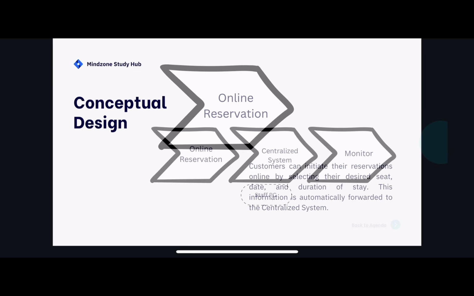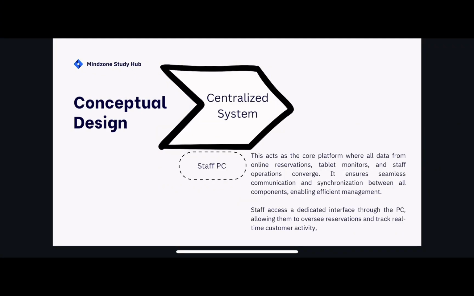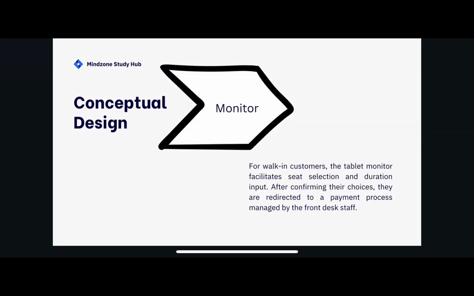For the centralized system or the staff PC, this will act as the core platform where all data from online reservation, tablet monitors, and staff operations converge. This will ensure seamless communication and synchronization between all components, enabling efficient management. The staff has access to a dedicated interface through a computer, allowing them to oversee reservations and track real-time customer activity. Now we will move on to the tablet monitor.